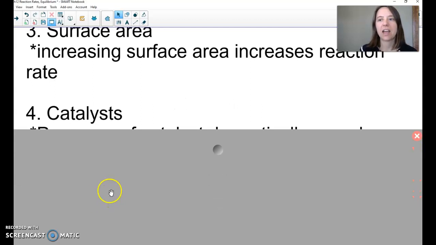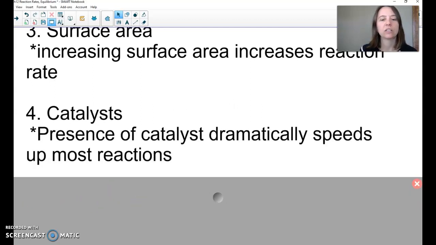Also, a catalyst. Adding a catalyst will speed up dramatically the speed of the reaction. So the presence of catalyst dramatically speeds up most reactions. And indeed, a lot of reactions wouldn't occur if there was not a catalyst, or they wouldn't occur at a rate that would be helpful to anybody. The question is, what is a biological catalyst? If you said it is an enzyme, you are right. And so enzymes speed up reactions in our body, and if we didn't have enzymes, the reactions would happen so slowly that we just wouldn't be able to live.